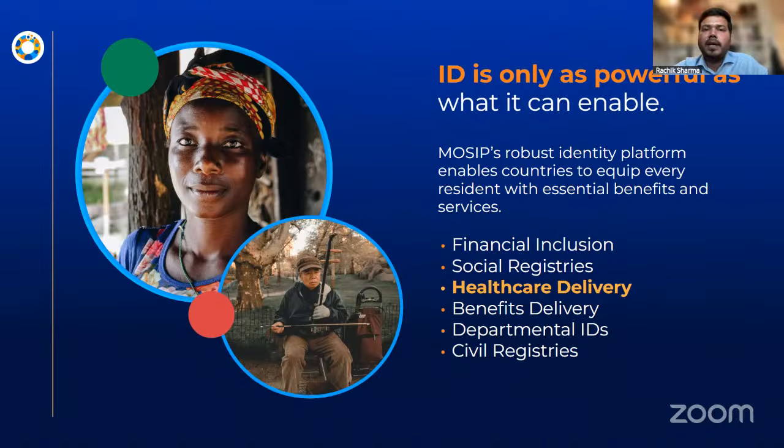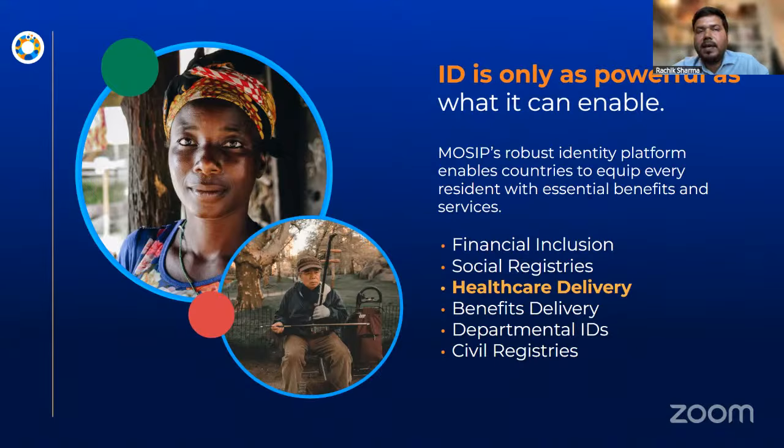You do that by using eSignet and NG. So solutions like eSignet and NG are allowing you to put your ID to use. And it's spread across multiple use cases. Some of them are listed here, but the scenarios are limitless, like financial inclusion, social registries, benefit delivery, civil registries.